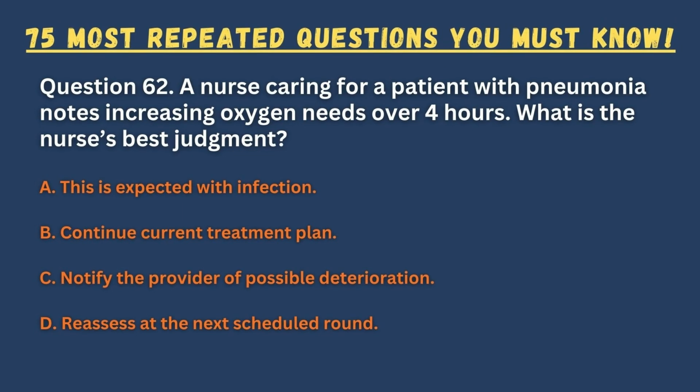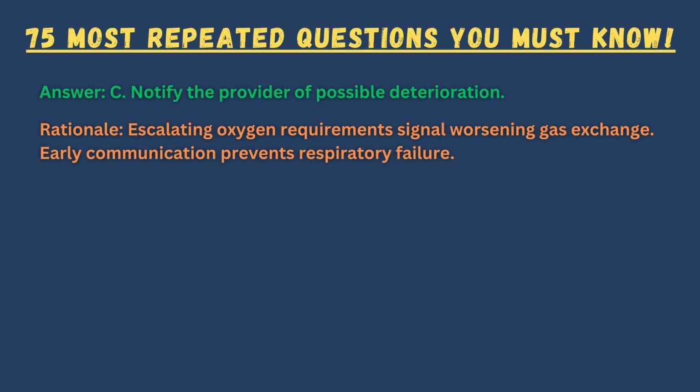Question 62. A nurse caring for a patient with pneumonia notes increasing oxygen needs over 4 hours. What is the nurse's best judgment? A. This is expected with infection. B. Continue current treatment plan. C. Notify the provider of possible deterioration. D. Reassess at the next scheduled round. Answer. C. Notify the provider of possible deterioration. Rationale. Escalating oxygen requirements signal worsening gas exchange. Early communication prevents respiratory failure.